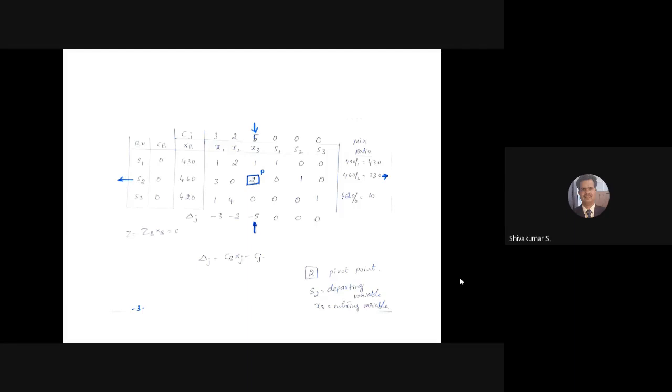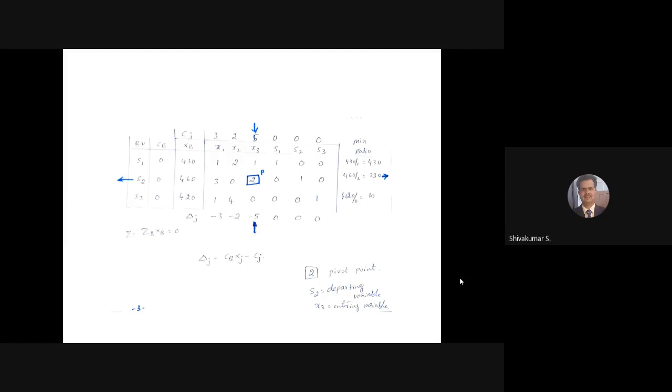So corresponding to this highest negative value, find the minimum ratio. That is 430 divided by 1, that is equal to 430. Second, 460 divided by 2, that is 230. And 420 divided by 0, that's infinity, so don't take it into account. You have only two values, 430 and 230. Select the least value among these two. So remember here, the entering variable is minus 5, that is x3, and the departing variable is s2.